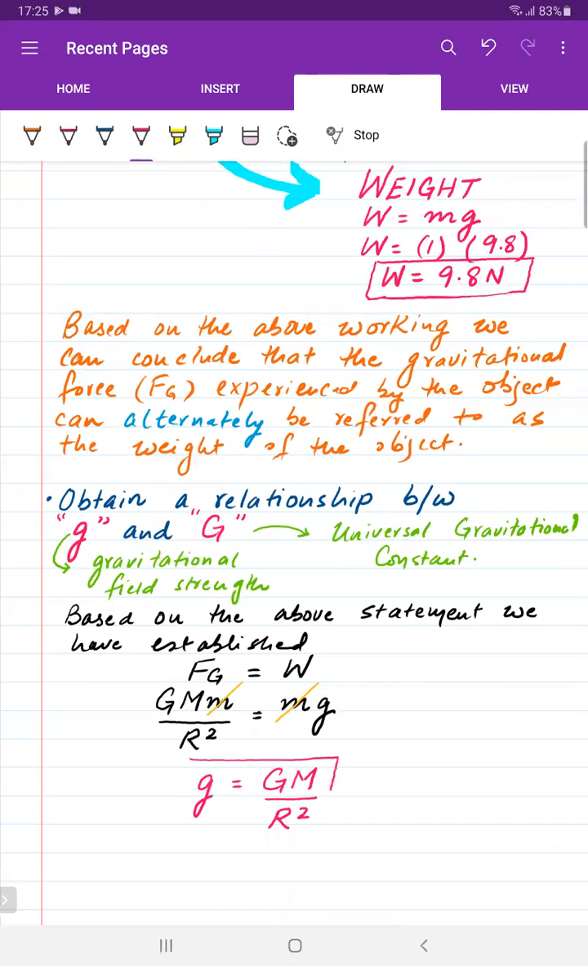Okay, so the intention was, how can we obtain a relationship between the gravitational field strength, small g, and the universal gravitational constant, capital G. So this is the final outcome. दो steps की derivation है, mention कर दूं. डेरिवेशन याद रखिएगा.